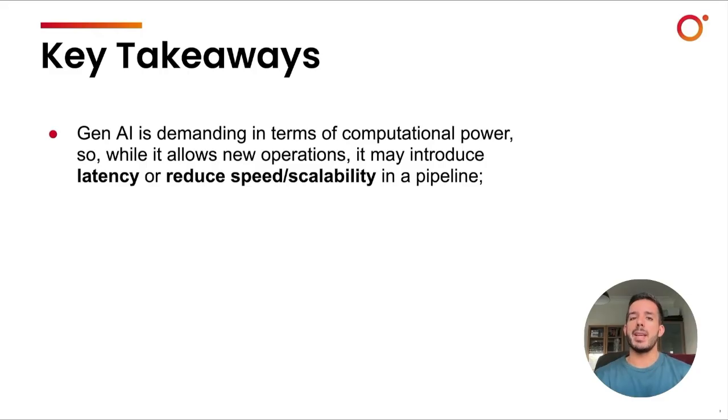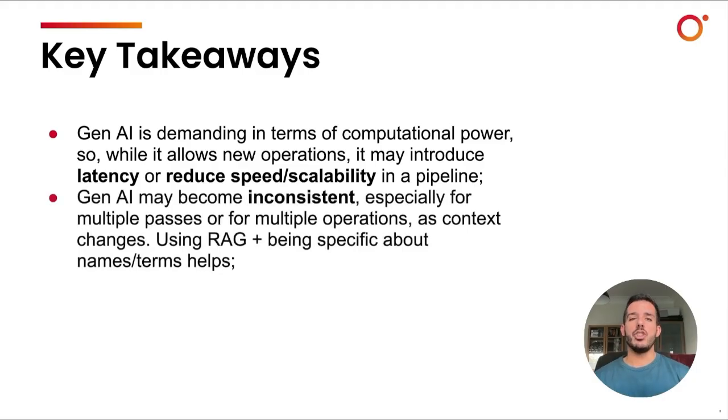So we may have a use case that allows for that and that is flexible, or we may have a use case where that is not allowed at all. So either we change it or we need more resources. Or for example, GenAI may become inconsistent. That's another thing to remember, right? Especially when you're doing multiple passes and the context window slides or multiple operations, as the context changes, certain meanings change, especially if the LLM has not been fine-tuned on those specific words, or if you don't keep reminding it in every single prompt, right? So using RAG and being specific about the names and the terms constantly always helps here.